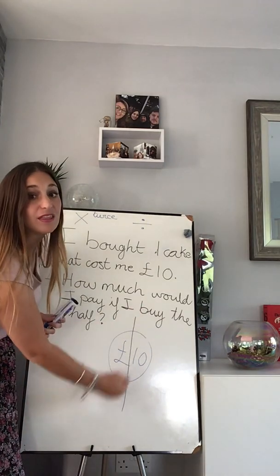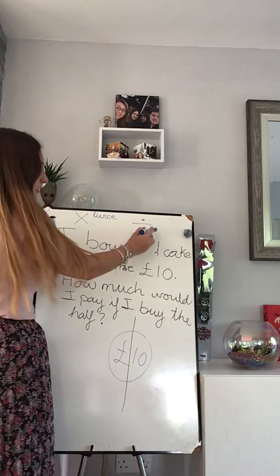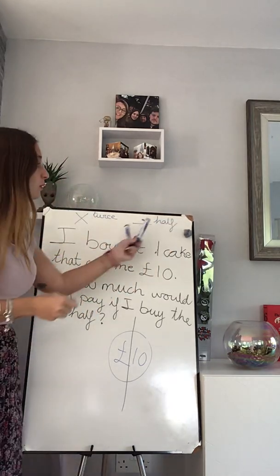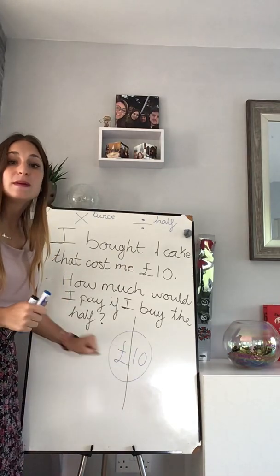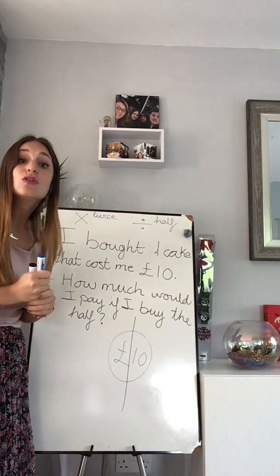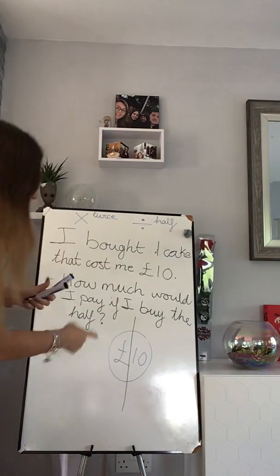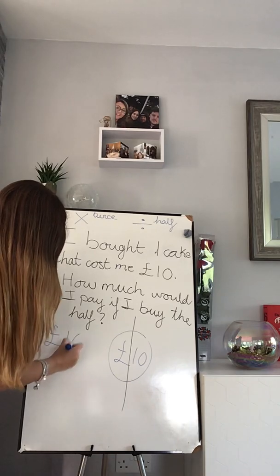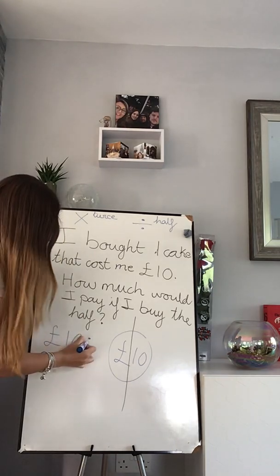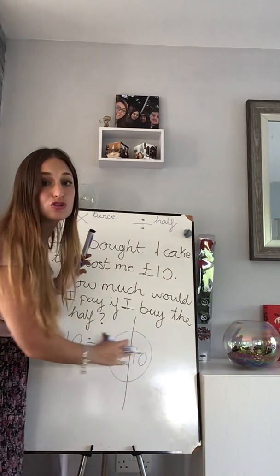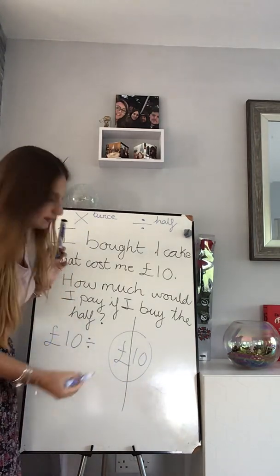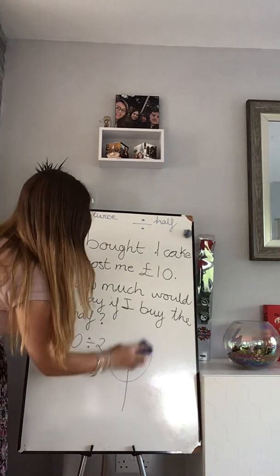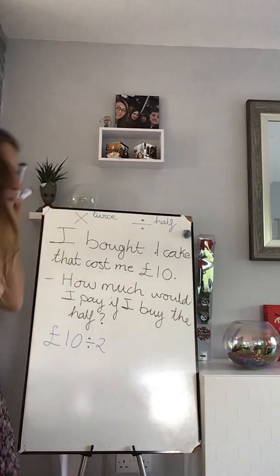So I said that I divide the cake into 2. Half. So that gives me the clue that half is going to be divided, because I'm going to divide it into 2. So if I have a cake that is £10 and I am dividing it into half, into 2, so I can only get 1 half, how much then do you think that I am going to pay?